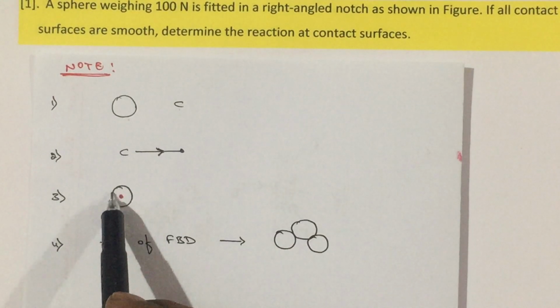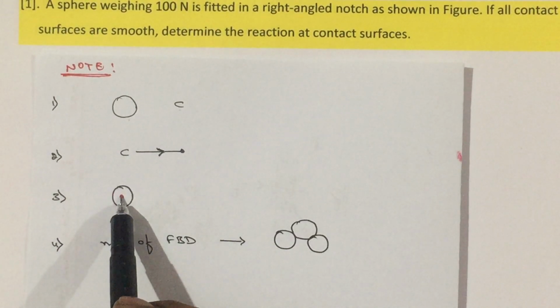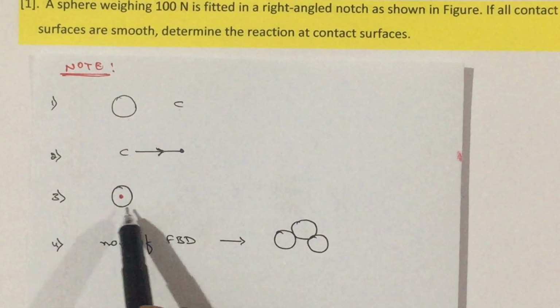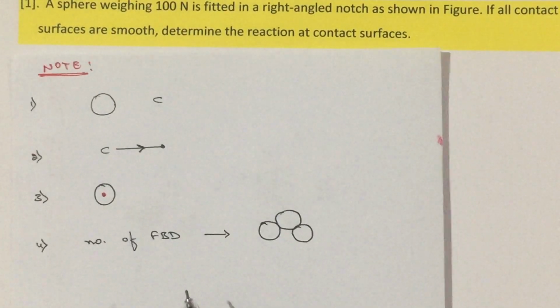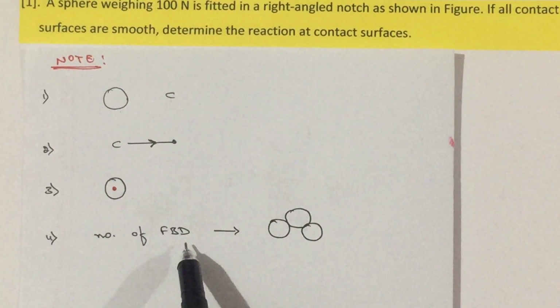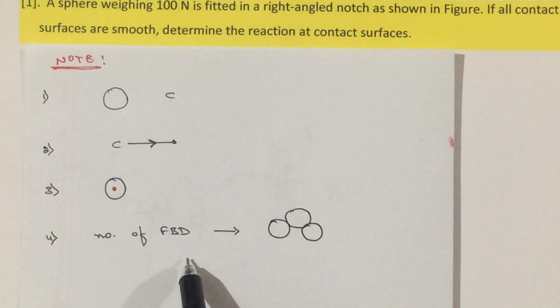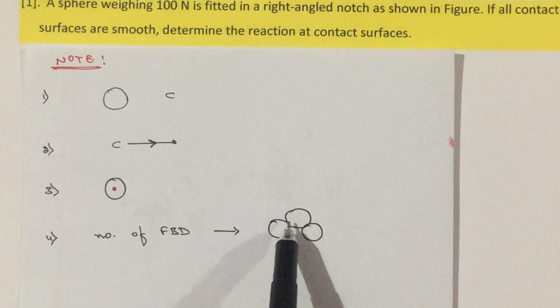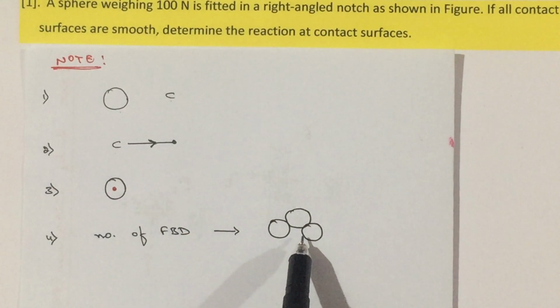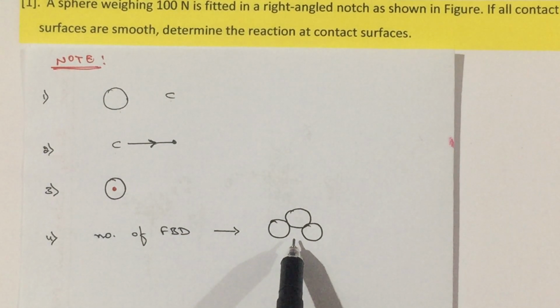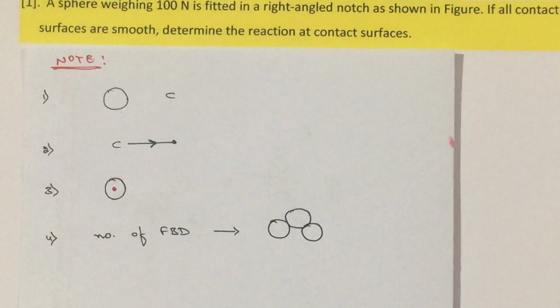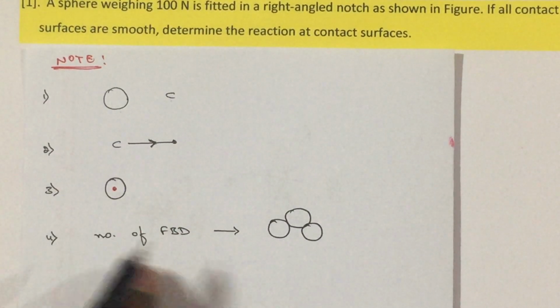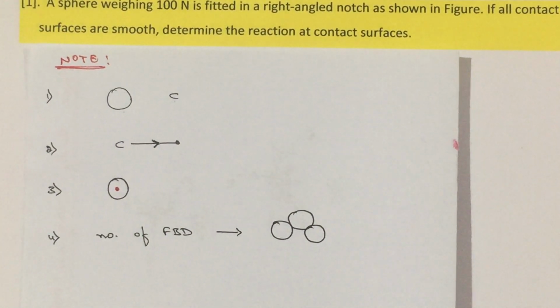Then we are going to write the free body diagram at the center of the ball. The number of free body diagrams in the given problem depends upon the number of balls in the problem. Suppose if we have 3 balls in the given problem, then we need to write 3 free body diagrams to solve it. These are the 4 basic things we need to remember.